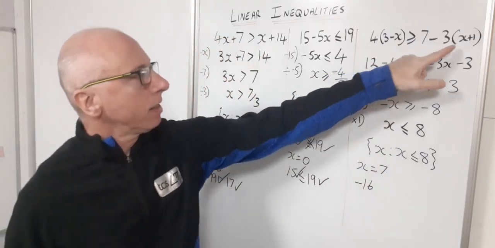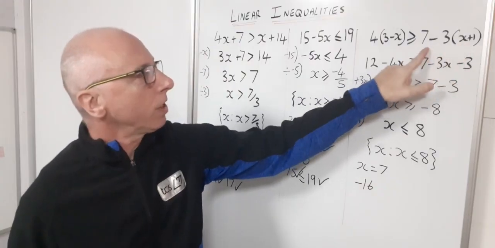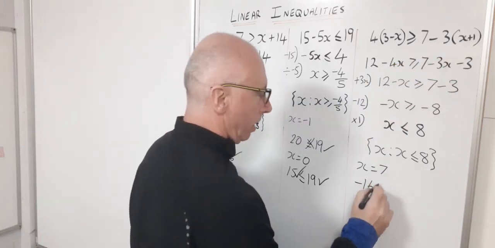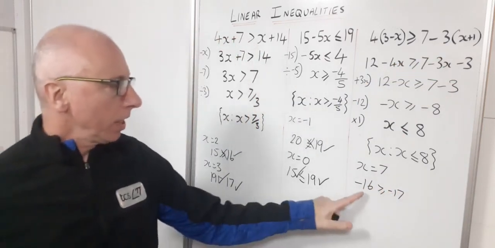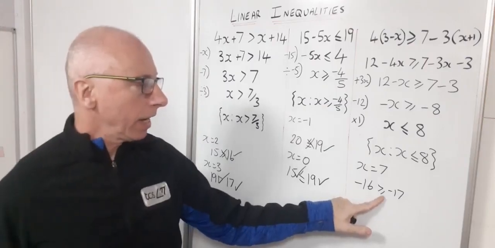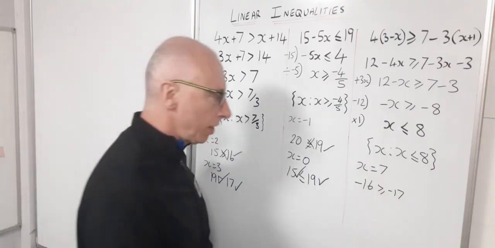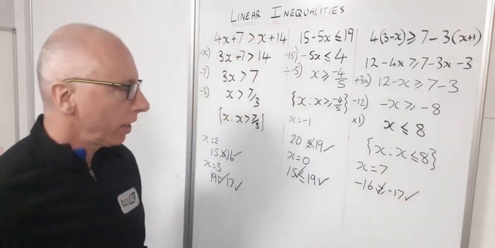And then when x is 7 in there, we've got 8. 3 8s are 24. 7 minus 24 is minus 17. So is minus 16 greater than or equal to minus 17? So we can see there minus 16 is greater than or equal to minus 17. So that fits for our set notation. So that's a valid statement and it works for our set notation.